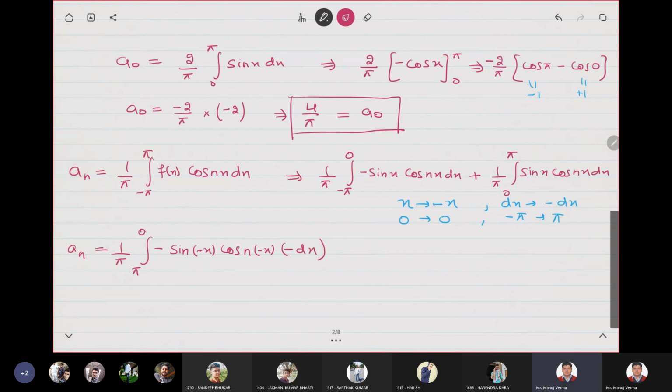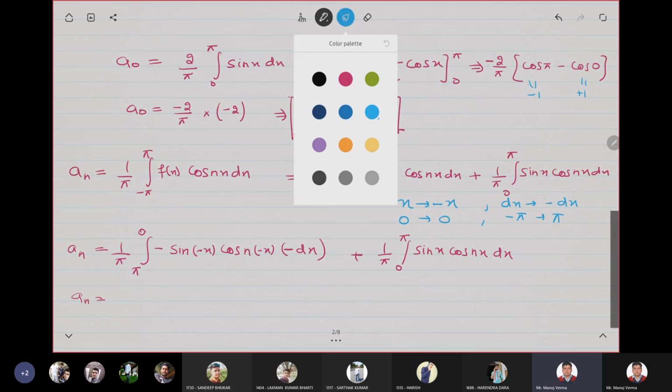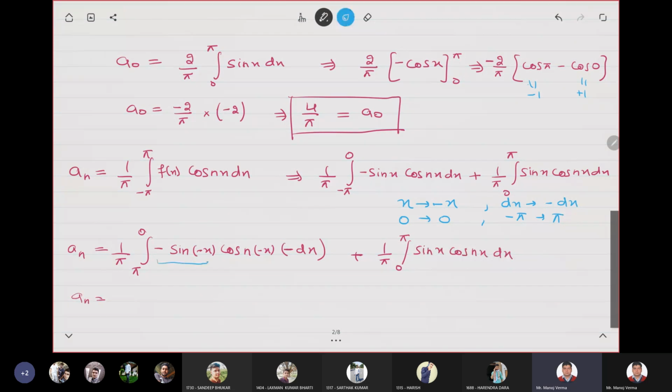Okay, I have replaced x by minus x and the limits have been modified accordingly. So the second integral will remain the same, sin x cos nx dx. If I solve this first integral again, this will become negative and the negative will be adjusted. Cos minus theta is always equal to cos of theta, so this negative sign will be absorbed, and this negative will again come outside and it will interchange the limits.